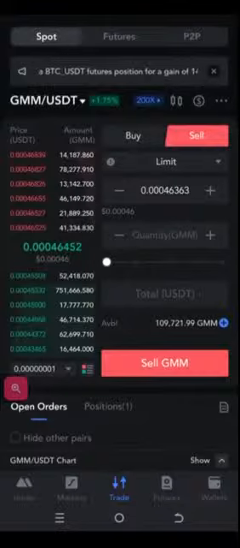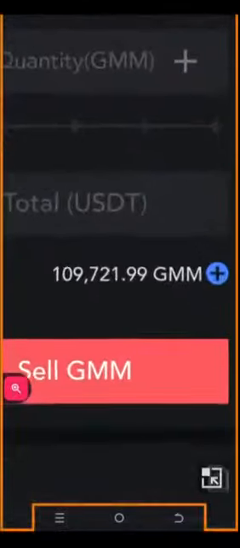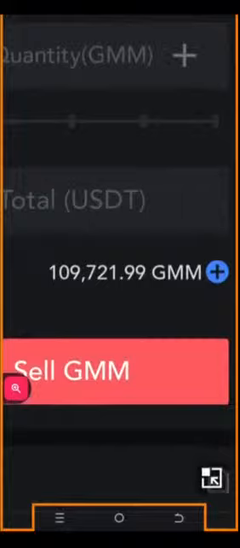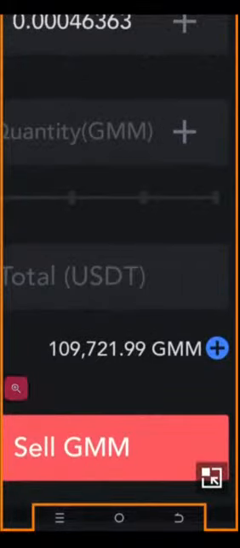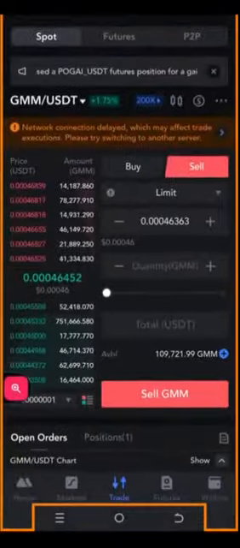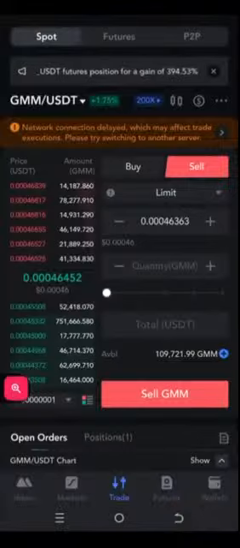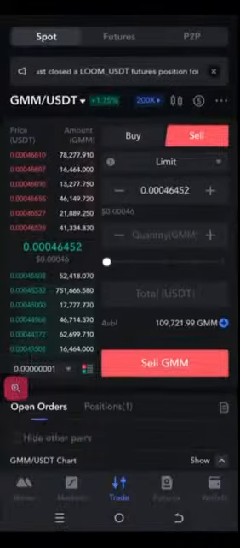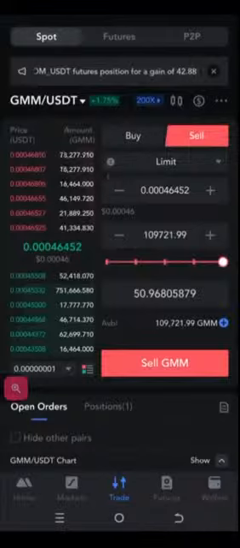All right, it's here. As you can see, we've got our money here. That's 109,721 GMM. Okay, so let's quickly set our sell limit. But let's first see if we just wanted to sell outright, what is that going to give us? Let's put the entire 100%. Oh, this is 50.96. So if I click on sell, that's going to put me in the queue.